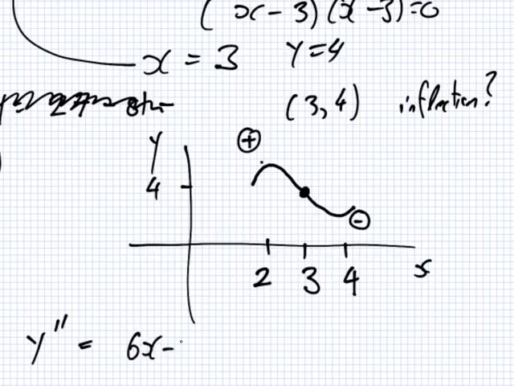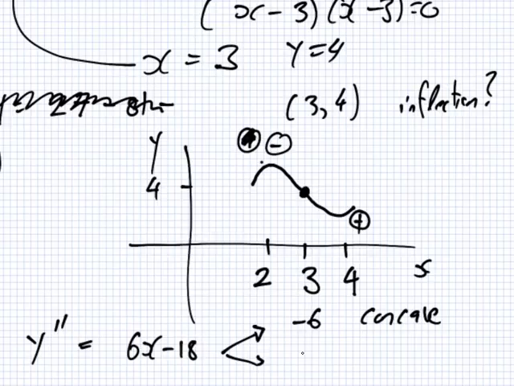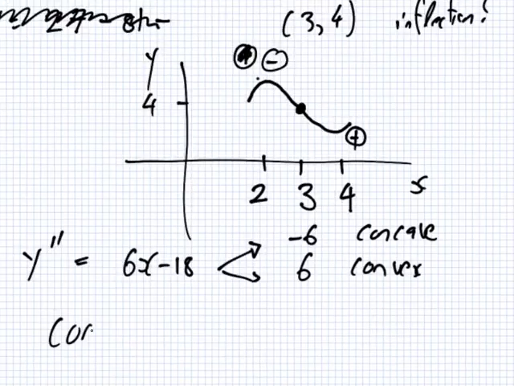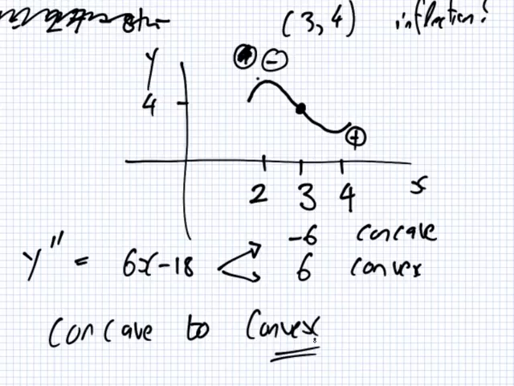6x minus 18. Great, so if I put in 2, I get negative. Oh, sorry, I drew that backwards. That one's the negative and that one's the positive. If I put in 2, I get 12 minus 18, which is minus 6, which makes it concave. And if I put in 4, I get 24 minus 18, which is 6, which is convex. So it goes from concave to convex, which is what an inflection point is.